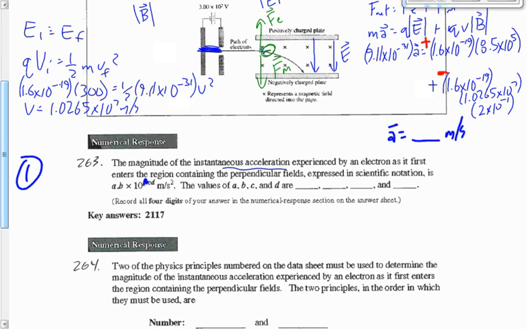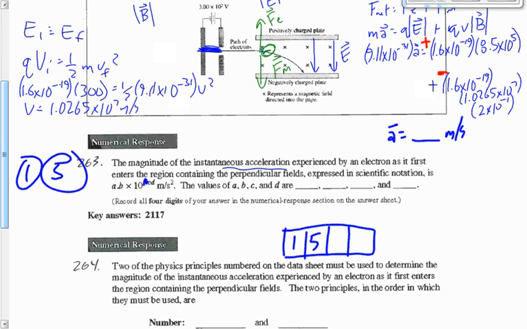Uniform circular motion? No. First of all, it's not even going in a circle. That may look like a circle, but when you've got an electric and a magnetic field, it's not a circle. But second of all, even if it was a circle, I didn't do anything with the circle. Right? I didn't use F is equal to mv squared over r, so I wouldn't list that. The work energy theorem, no. Conservation of momentum, no. Conservation of energy? Yes, EI equals EF, right? Principle number 5. So I would fill in number 264 as either 1,5 or 5,1. Does that make sense?